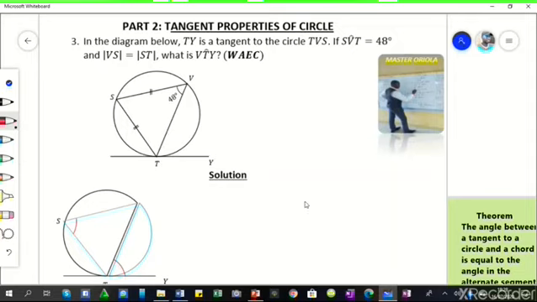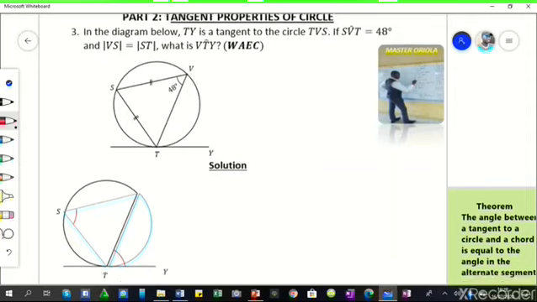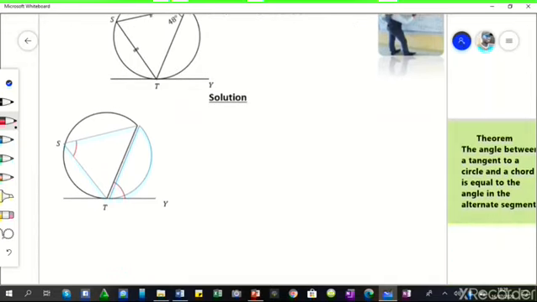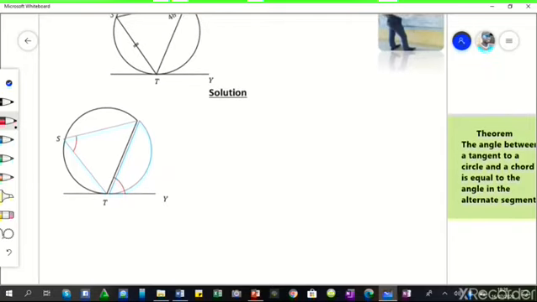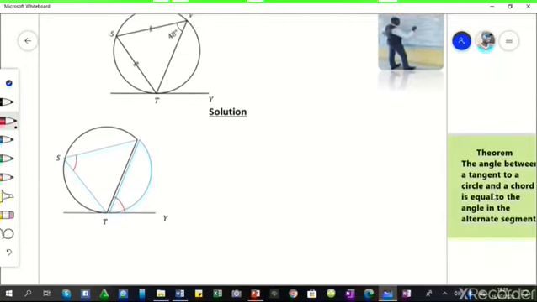So I have a transcribed diagram to help us better understand the solution proper. Now, this is the angle we are asked to find, this very angle here, that angle VTY. Now, to find the size of this angle VTY is to understand and apply this theorem.